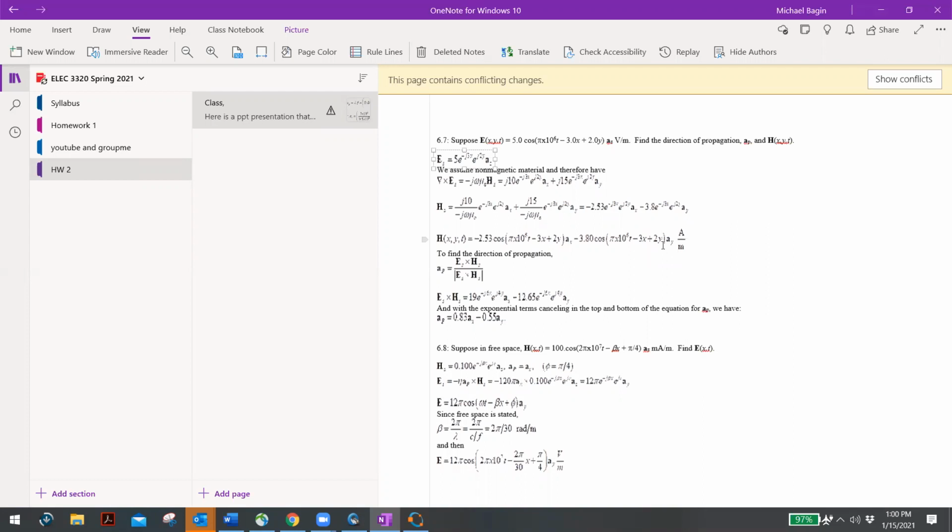It shows you also how to identify epsilon relative if it's lossless from beta. You can also get it from the phase velocity, but here I just wanted to do it the way I did it. It shows you this equation. I showed you the power, how to find power, right, class?